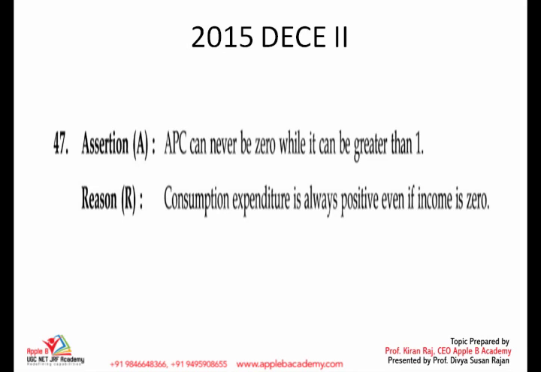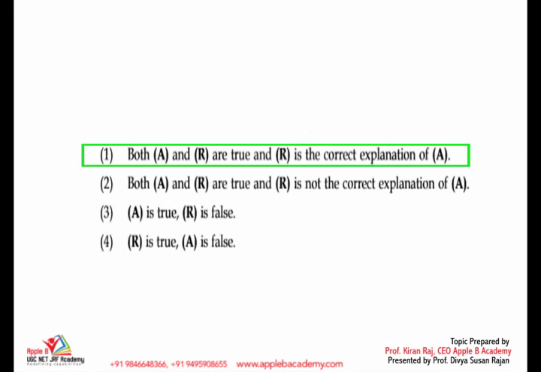2015 December, paper 2. Given the assertion that APC can never be 0 while it can be greater than 1. The reasoning is consumption expenditure is always positive even if income is 0. Now the given codes are: first, both A and R are true, and R is the correct explanation of A. Second, both A and R are true, but R is not the correct explanation of A. Third, A is true, R is false. And fourth, R is true, A is false.